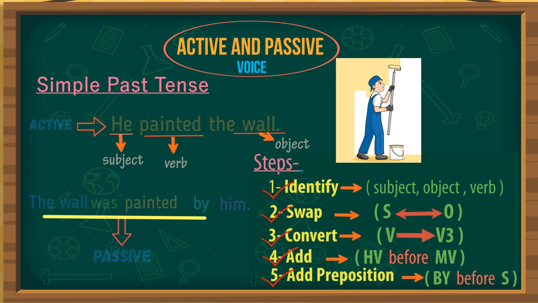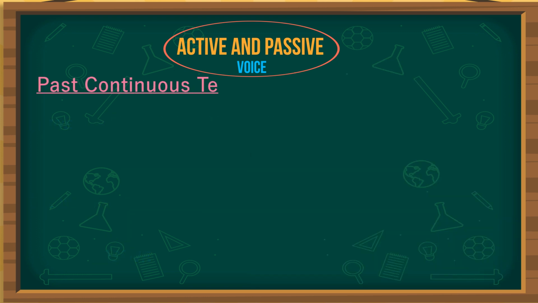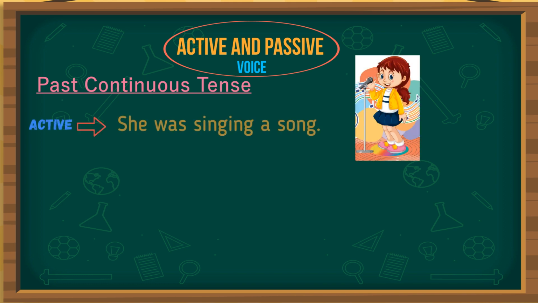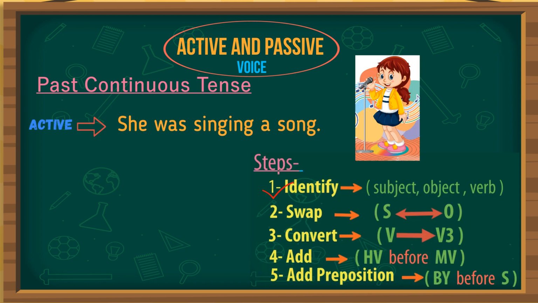Now, let's move on to the past continuous tense. The active voice sentence: she was singing a song. Identify the subject, object and the verb. So, subject she, verb singing, object a song. Next, swap the subject with the object. A song comes to the beginning. She transforms into her at the end.